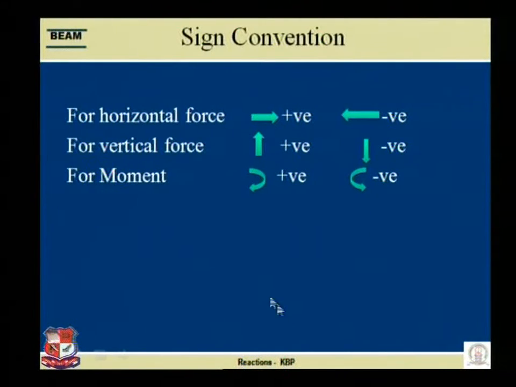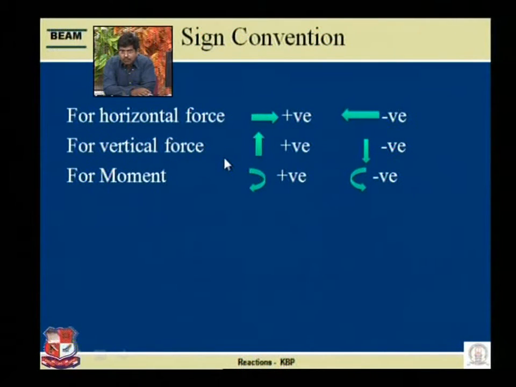Next, sign convention. Before we solve the problem, we should know the sign convention. For horizontal forces, a right hand side force is treated as positive, left hand as negative. Similarly, for vertical forces, upward is positive, downward is negative, and for moment, clockwise moment is treated as positive and anti-clockwise as negative. These are the sign conventions I am using for the students' point of view. You can use the opposite sign also, vice versa is also acceptable.